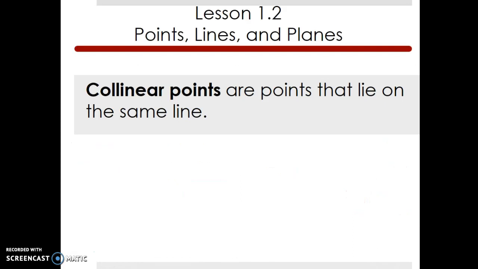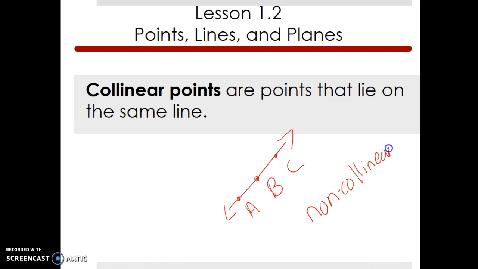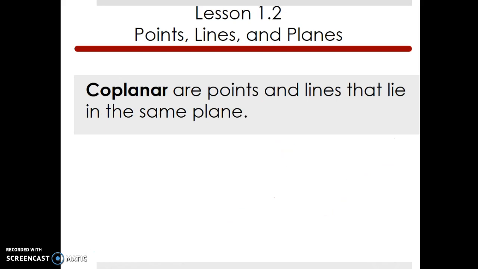Collinear points are points that lie on the same line. So for example, you have a line, and you have A, B, C. Points that do not lie on the same line are called non-collinear. Coplanar are points and lines that lie on the same plane. So you have A, B, and C. These are coplanar.